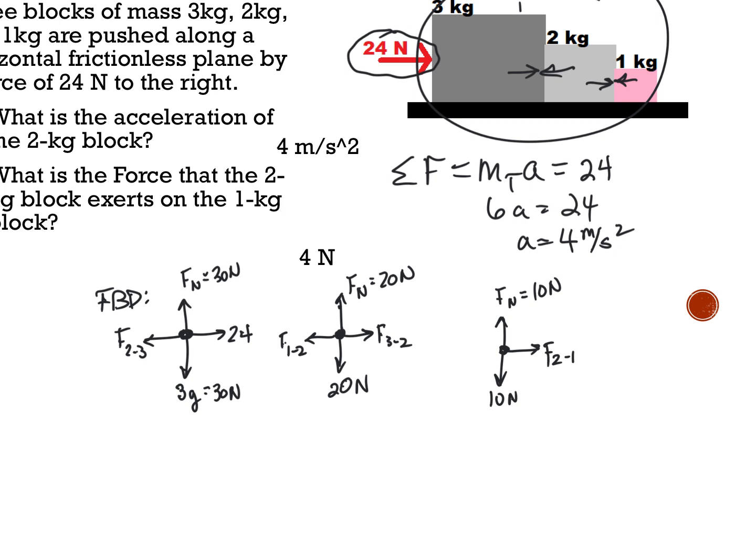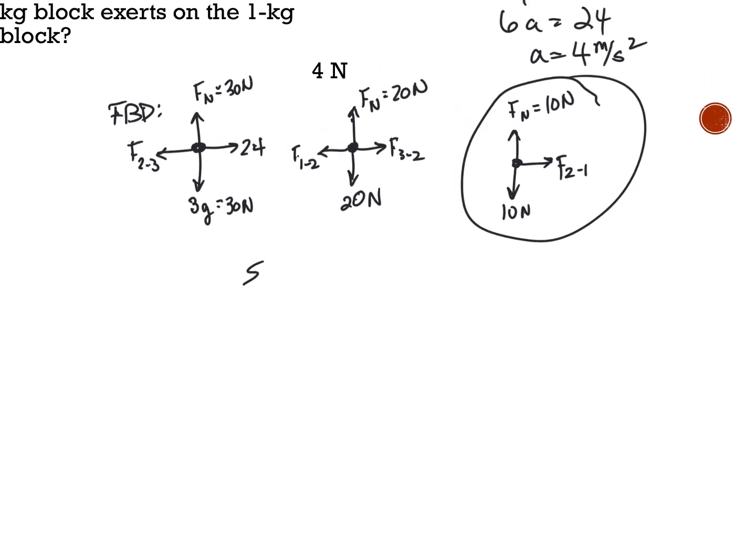All right, so what do I need to know? I want to know 1 onto 2, and 2 onto 1 is the same, so I'm going to pick this block right here. So the sum of forces, which is the mass of 1 times the acceleration of the system, is just equal to the force of 2 on 1 at this point, because it's the only force there. So the mass of 1 is 1. The acceleration was 4. So the force of 2 on 1 is just equal to 4 newtons. Super simple when you look at it like that.